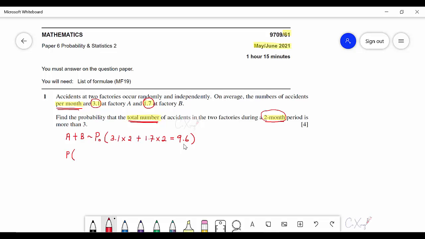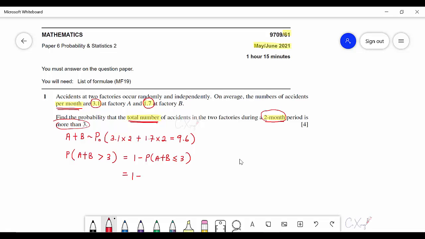So the probability of the total number of accidents, A plus B, is more than 3. More than 3 means greater than 3. To calculate the probability for Poisson distribution when you have greater than, actually you cannot get an answer directly. You have to take 1 minus, because the number for Poisson distribution can take all the positive integers from 0 until infinity. So when you are asking for more than 3, the calculation goes for A plus B until infinity, which has no end number. So what we need to do now is take 1 minus the probability of A plus B smaller than or equal to 3.